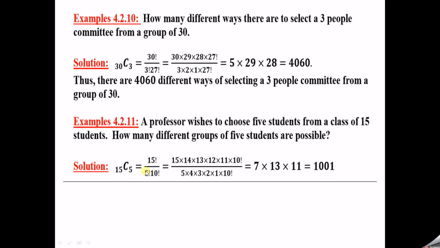R is 5, 5 factorial times n minus r. 15 minus 5 is 10. And if we expand 15 factorial over 5 factorial, and cancel 10 factorial in the numerator and denominator, the value is 1001. So how many different groups can you form? 1001 different groups of 5 members, or 5 students, can be made from a class of 15 students.